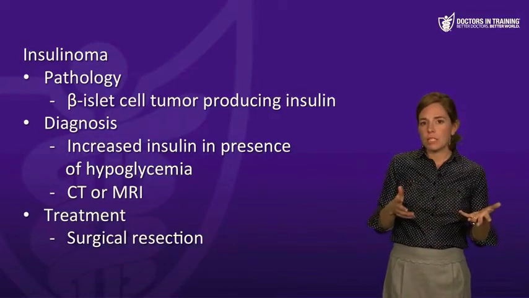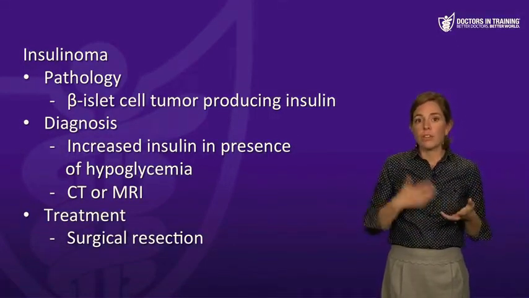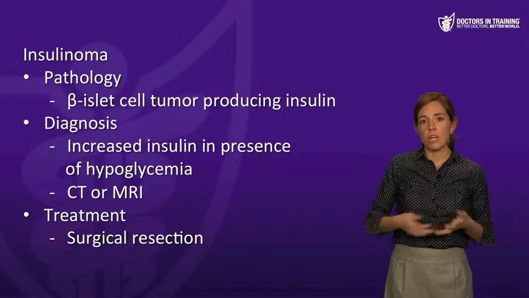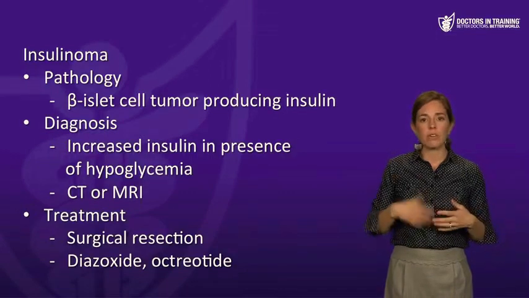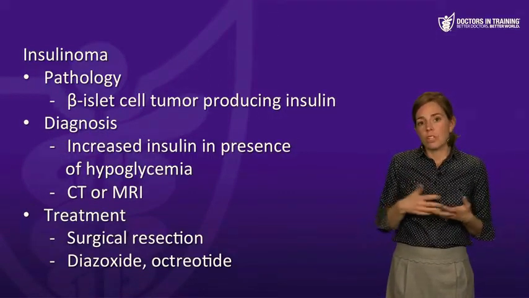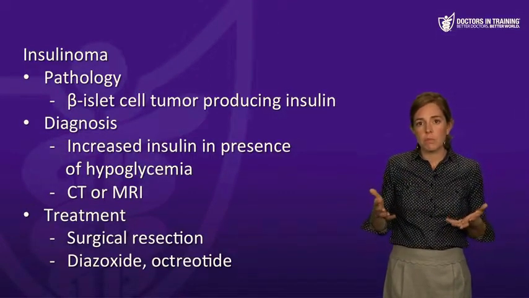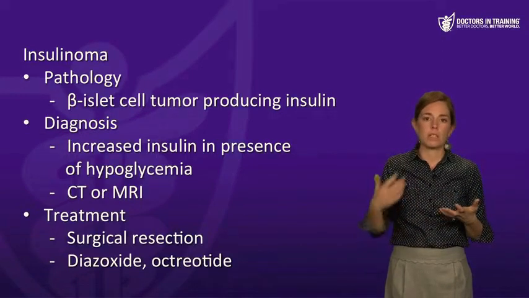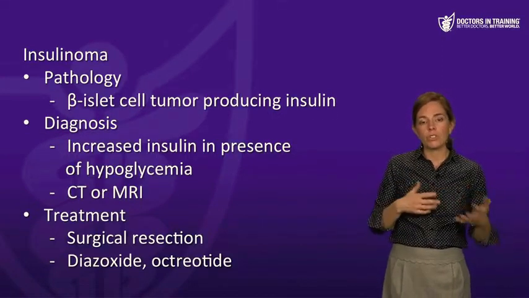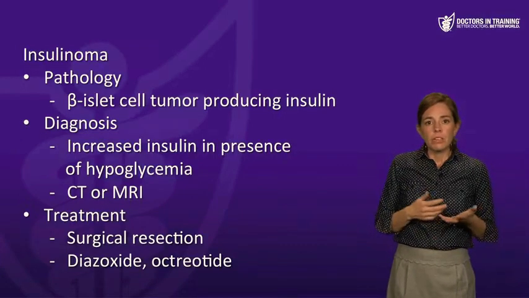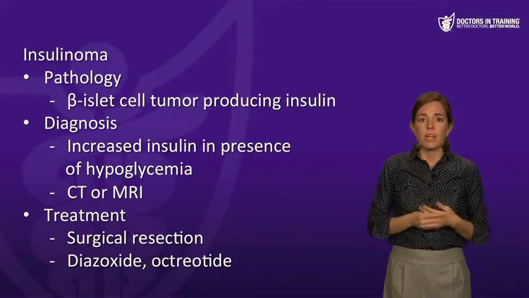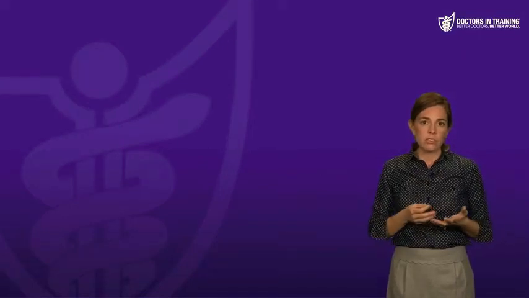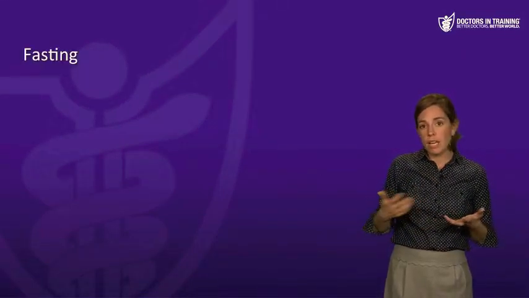If you can't resect it for whatever reason or can't find it, there are a couple of medications that you can use. One is diazoxide, which is a medicine that shuts down insulin secretion, and the other is octreotide, which is used to shut down a lot of GI hormone production and can be used to try to improve symptoms from insulinoma, VIPoma, carcinoid, and others. Neither of these is really super effective. Surgery really is best.